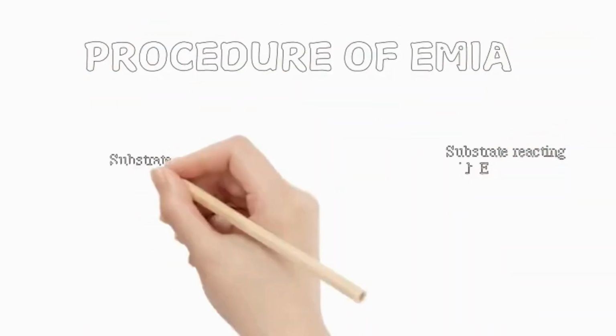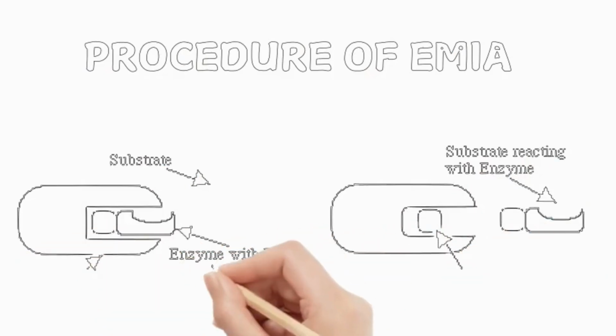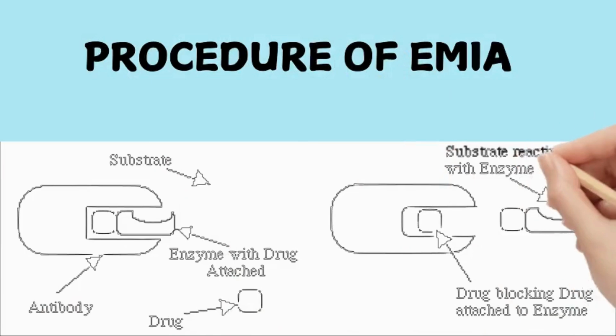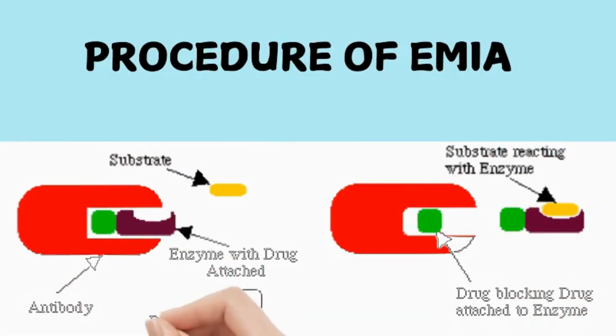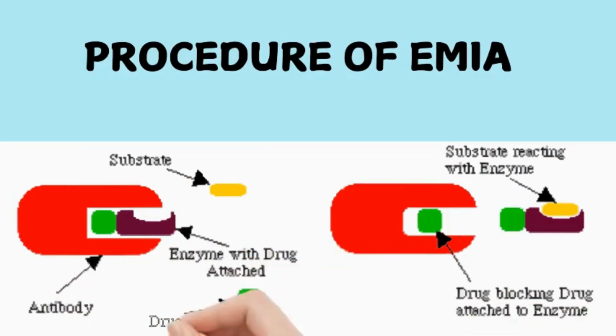Now the procedure of EMIA: mix the sample containing drug with antibody, then incubate, add a fixed amount of enzyme-bound drug, then incubate, add substrate and cofactor, then incubate, then measure the absorbance. A non-linear relationship between absorbance and concentration will be observed.